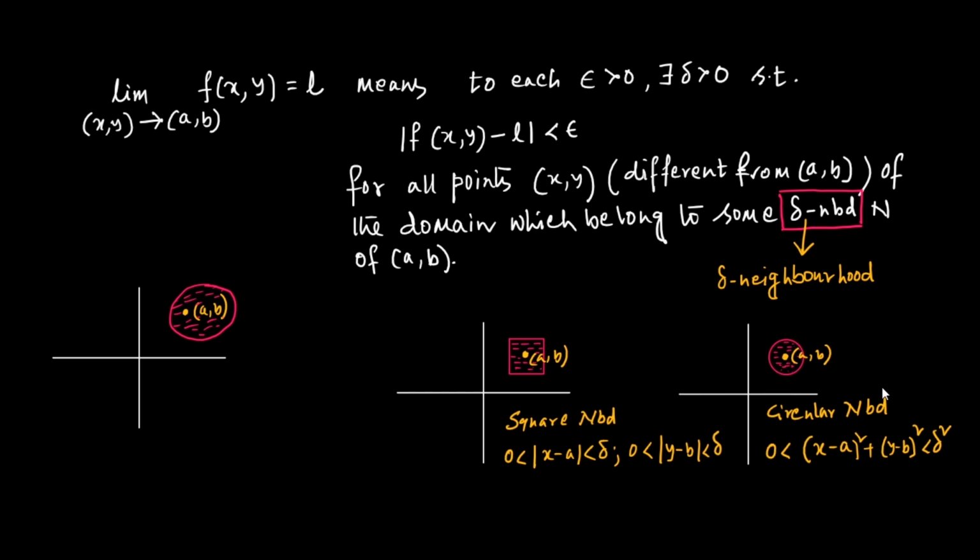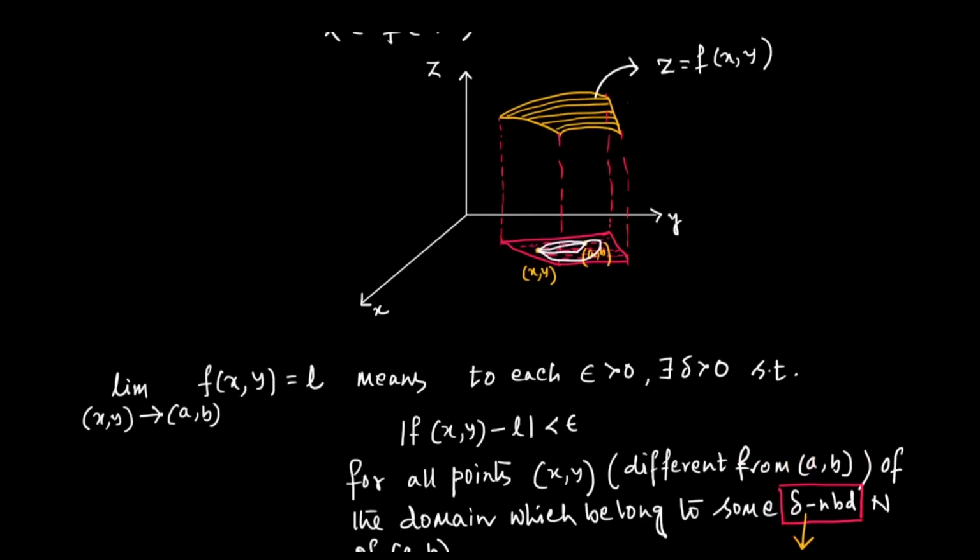So if we consider the definition again, it says whenever the variable point lies in any neighborhood of the point (a, b), if f(x, y) lies closer to L, then we say that the limit of f(x, y) as (x, y) tends to (a, b) is equal to L. Now let us see what this means geometrically.